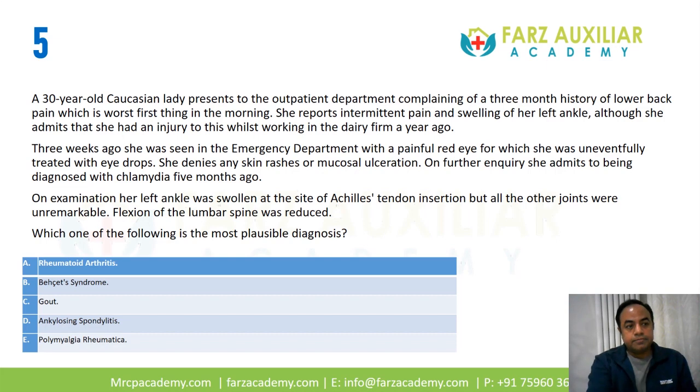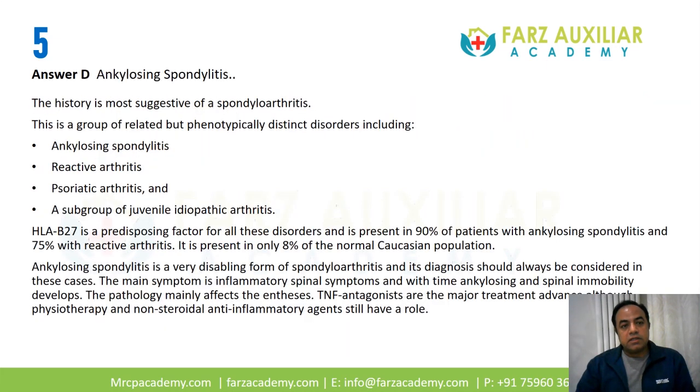When I previously mentioned spondyloarthropathy being an umbrella term, it does include reactive arthritis, ankylosing spondylitis, seronegative spondyloarthropathy, which could be related to IBD, so often called enteropathic spondyloarthropathy, as well as psoriatic spondyloarthropathy. A subgroup of juvenile idiopathic arthritis can involve the spine as well. HLA-B27, as previously mentioned, is present in 90% of the patients with ankylosing spondylitis and 75% with reactive arthritis, as well as 8% of the normal population.